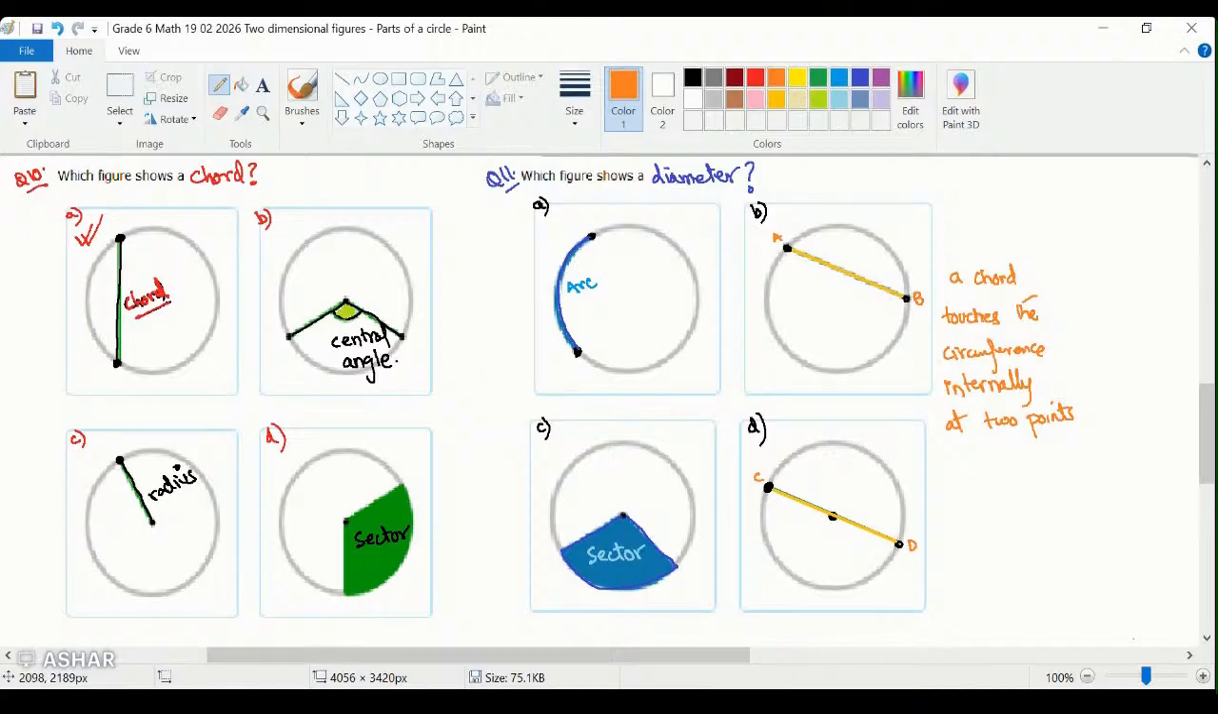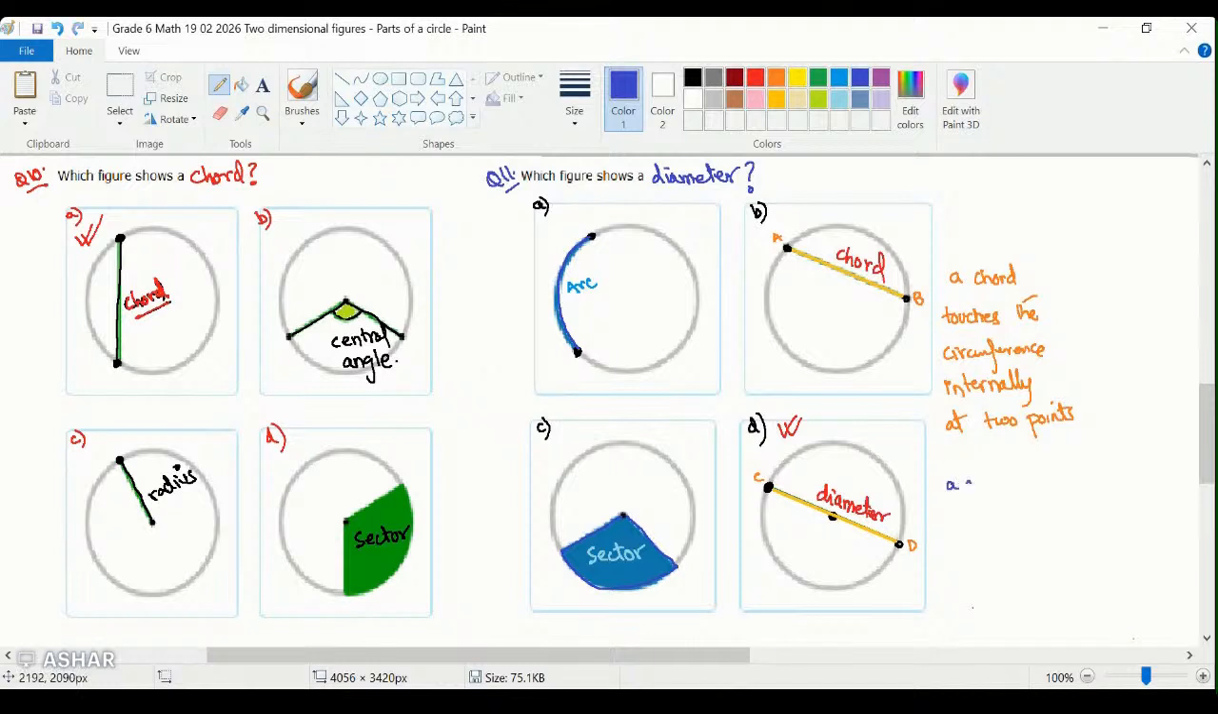So how do we differentiate between a chord and a diameter? Your answer is perfectly correct. You are saying option D is the correct answer, right? This is a chord. This is the diameter. Let's look at the definition of diameter, right? We did this for chord. Let's look at the same thing for what a diameter would be.